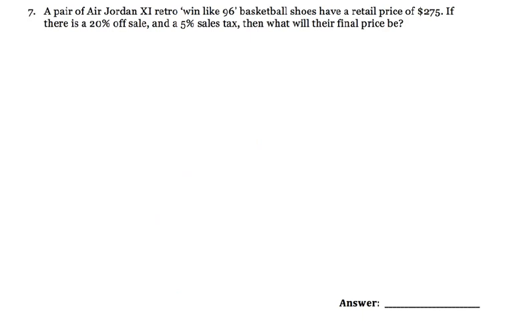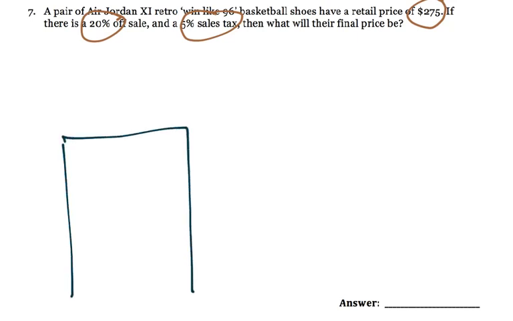So for our last problem, we're trying to buy a pair of Air Jordan 11 Retro Winleg 96 basketball shoes that have a retail price of $275. However, there's also a 20% sale and a 5% sales tax. So even though this number is a lot bigger than some of the other problems we've seen, we can still use the exact same strategy as before.